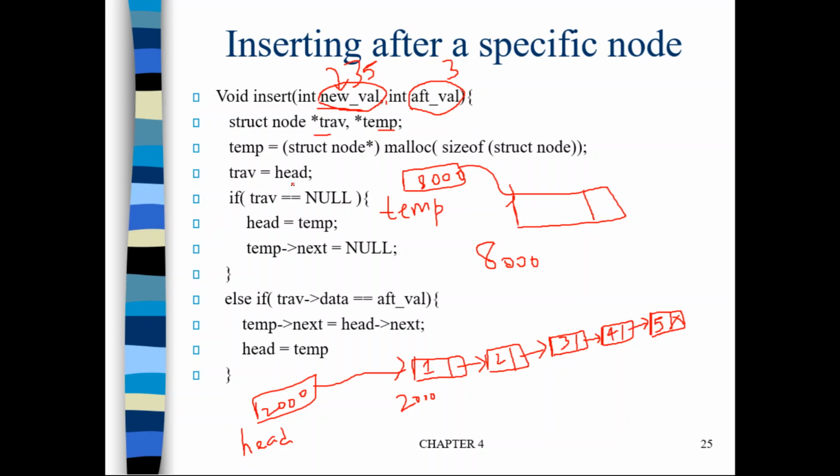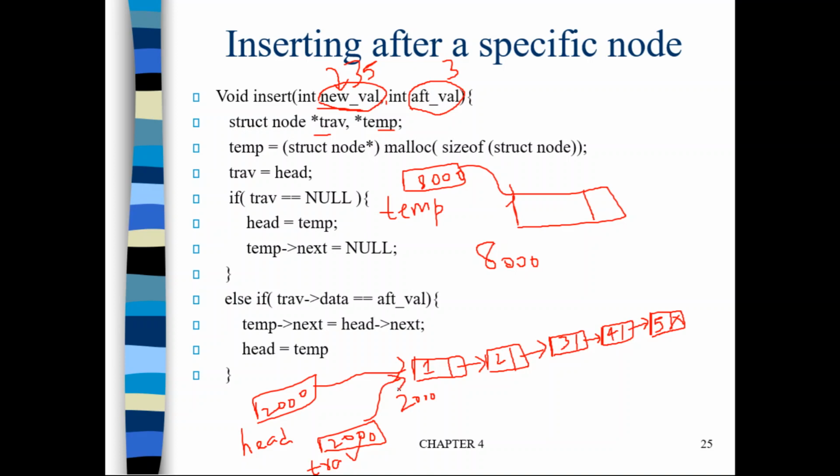traverse is equal to head. That is, traverse will also point where head points. Traverse is another pointer. So traverse is equal to head means what? Head is 2000, so 2000 is assigned to traverse, which is nothing but an address. It means traverse is pointing to the first node. Traverse is also pointing to the first node.